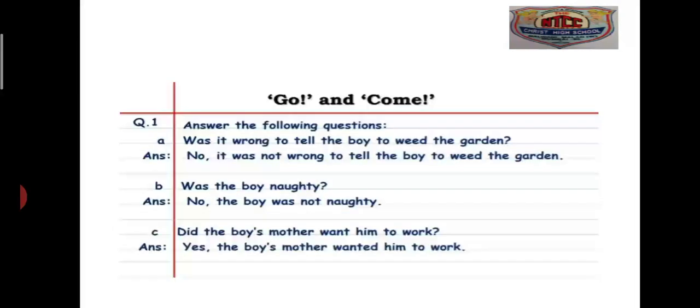Now, time for some questions and answers. Question 1, answer the following questions. A: Was it wrong to tell the boy to weed the garden? Think. If the uncle was strict, was he wrong to tell the boy to weed the garden? The answer is no, it was not wrong. B: Was the boy naughty? No, the boy was not naughty. C: Did the boy's mother want him to work? Yes, the boy's mother wanted him to work.